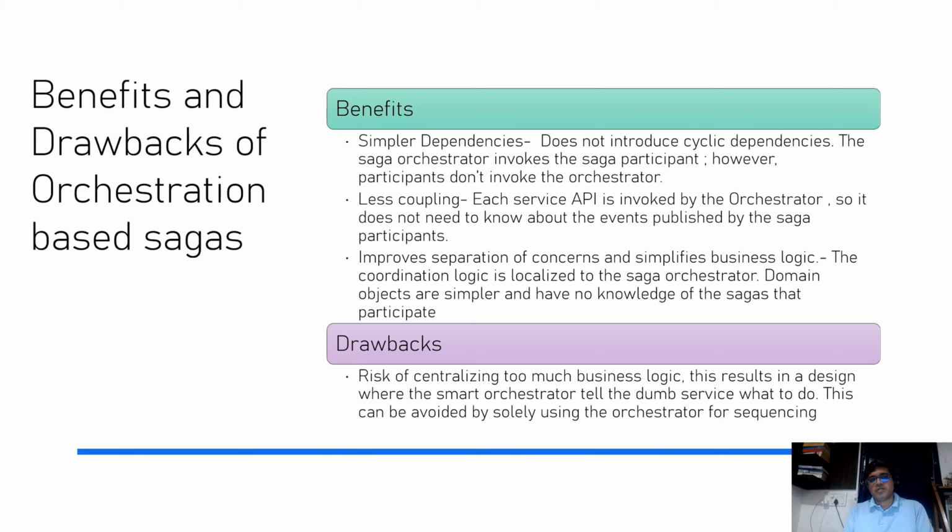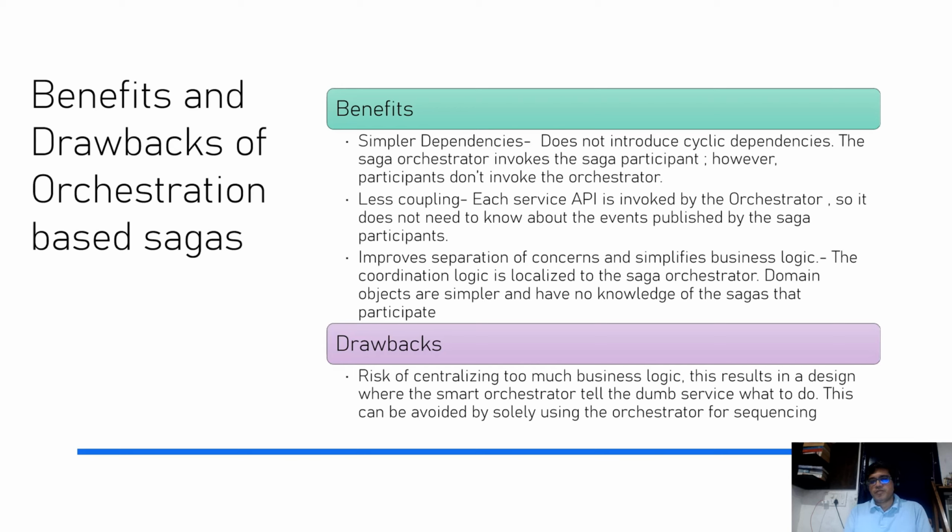Of course, there are drawbacks of orchestration-based Saga as well, and benefits. Simpler dependencies: it does not introduce cyclic dependencies. It's easy to handle them, because you know the orchestrator, since you're writing the code, so the chance of getting a cyclic dependency is pretty rare. Less coupling: each service API is invoked by the orchestrator, so it does not need to know about the events published by the Saga. This improves separation of concerns and simplifies business logic. The coordination logic is localized to the Saga orchestrator, and domain objects are simpler and have no knowledge of the Saga participant.